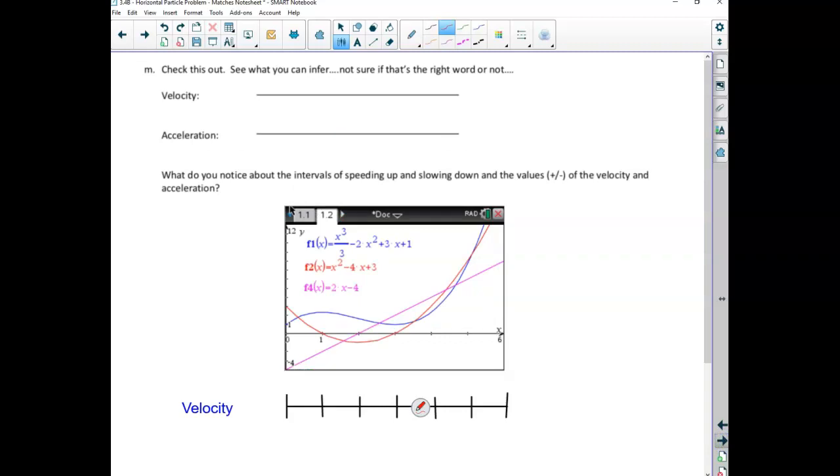But the last thing that we're going to do is check this out. What can we infer from velocity? Well, based on whether velocity is positive or negative, that gives us direction. Positive moving right, negative moving left. Or when I'm looking at the graph, towards the x-axis, I'm slowing down, and if it moves away from the x-axis, I'm speeding up.